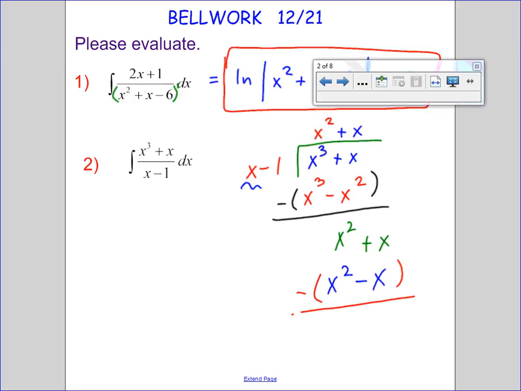So x squared minus x squared is no x squared. And then x minus a negative x is plus a positive x. I'm getting 2x. You guys get 2x here? Great. Now we'll go ahead and do it one more time.